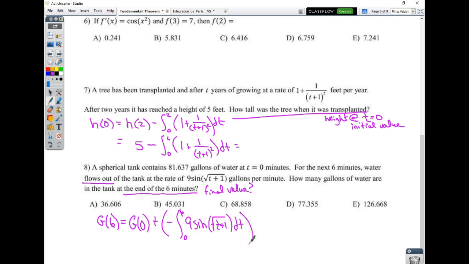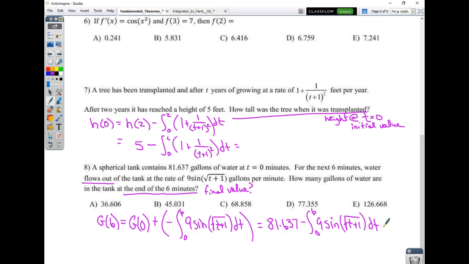When we actually type this into our calculator, and by the way, this is one that I wouldn't expect you to be able to do by hand, we would type this as 81.637 minus the integral from 0 to 6 of 9 sine of the square root of (t plus 1) dt. And once we type that into our calculator, folks, again, the answer just falls out and life is good.